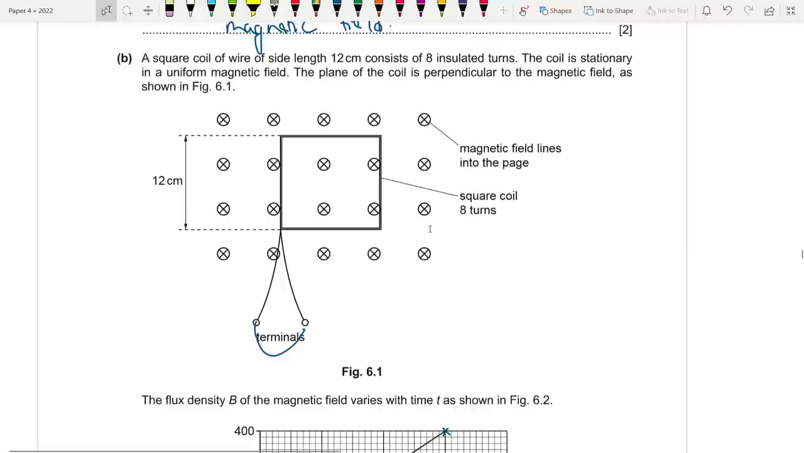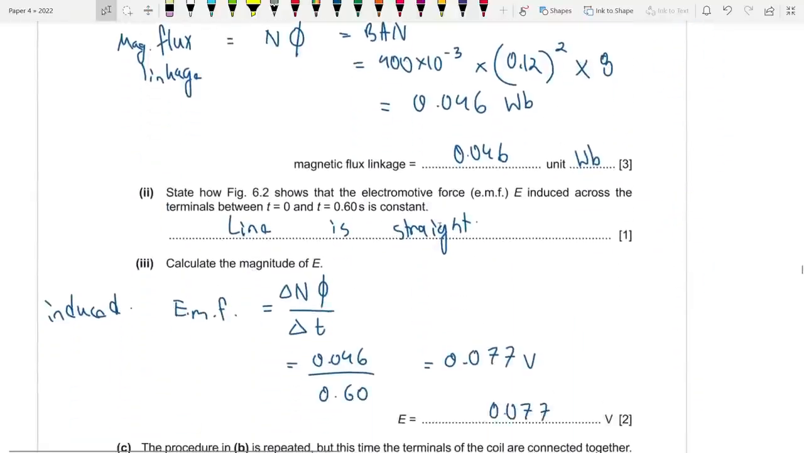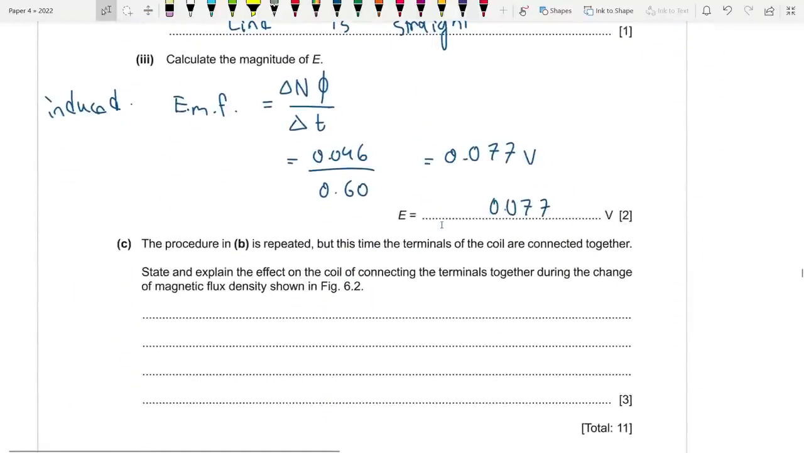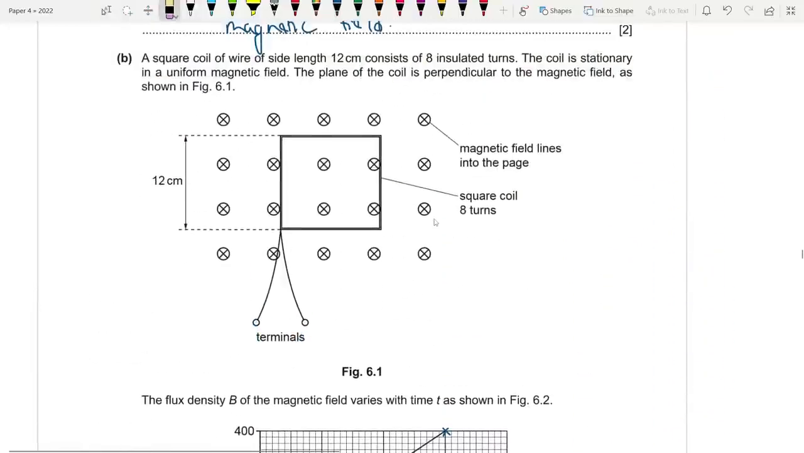So basically, when the terminals weren't connected, there was no current flowing in the coil. Because remember, for an EMF to be induced and for current to flow, the terminals must be connected. Since they were not connected initially, no current was flowing. But if you do connect them, what's the first effect that's going to happen? Current will start flowing. Okay.